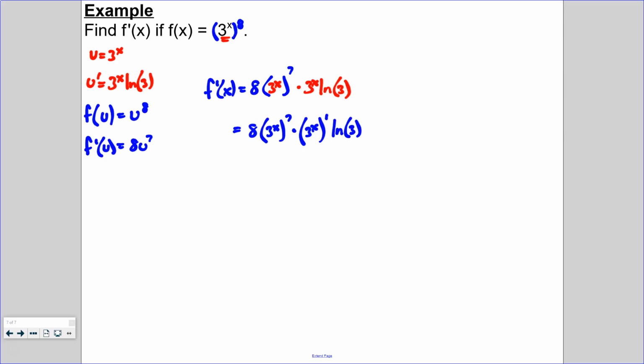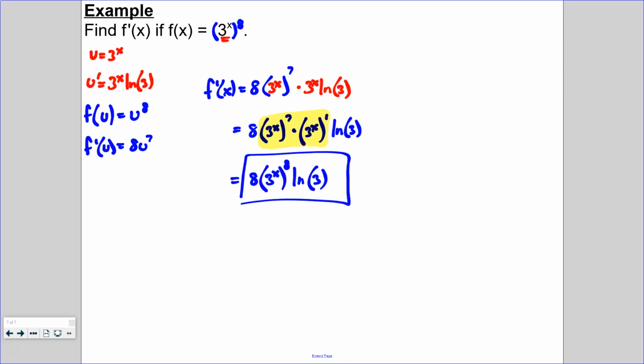So if we look, we have some interesting terms here. We have two terms with the same bases being multiplied together. And we have a property of exponential functions where if we multiply the same base, we're going to add the exponents, which means this can be simplified to be 8 times the quantity 3 raised to the x power raised to the 8th times the natural log of 3. And there we go. There is our derivative.